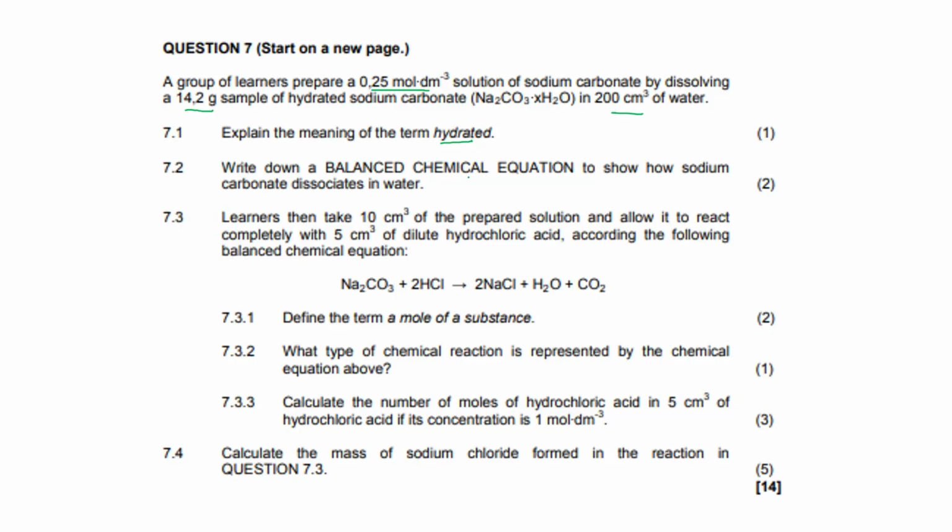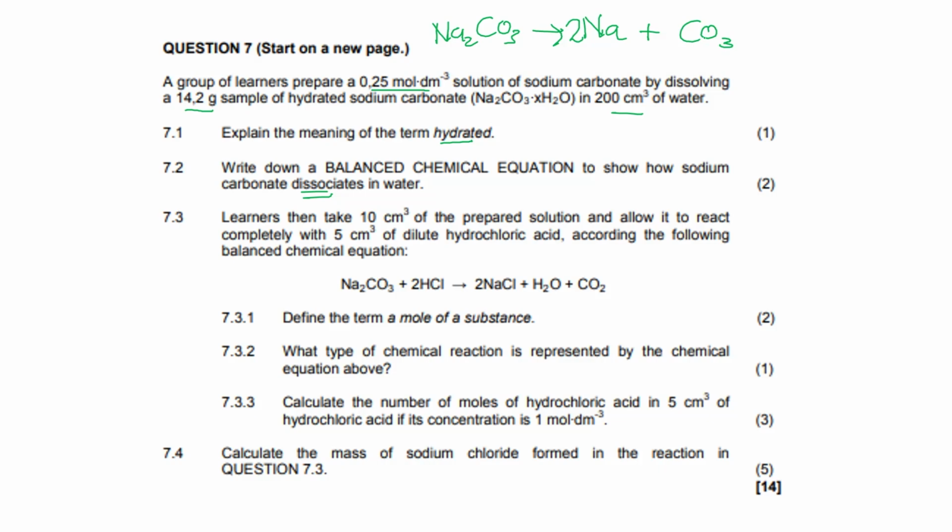7.2. Write down a balanced chemical equation to show how sodium carbonate dissociates in water. So we have sodium carbonate, that's given there. How does it dissociate in water? It will dissociate into sodium plus the carbonate, right? Do you think that is balanced? Okay, so we check. There are two sodiums, but there's only one, so we add a two in the front here. There's one carbon, and there are three oxygens, and now it is balanced.